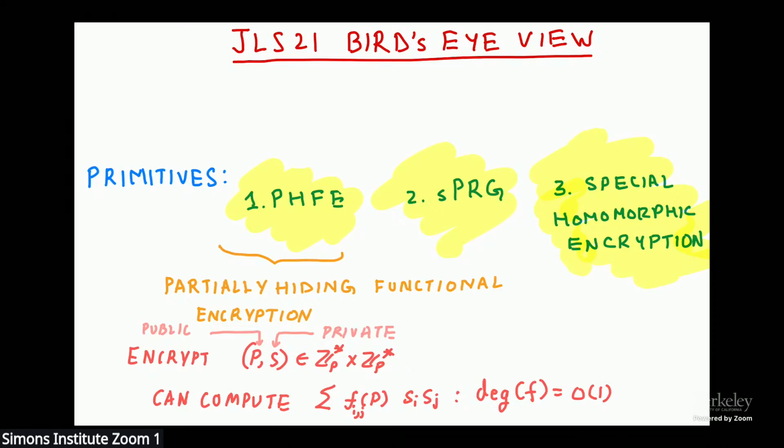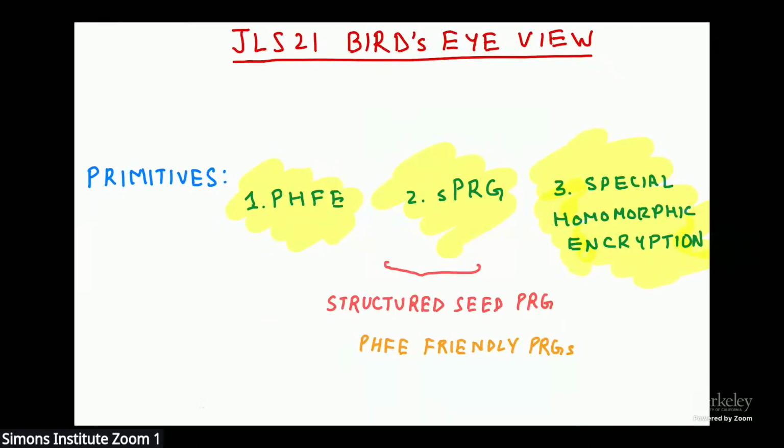In degree 2 polynomial, you can decrypt like FHE. So what you do is you go for a proxy. That's where you have to add a noise. The noise is generated by a degree, like a PHFE-friendly PRG, and that's called a structured seed PRG. Okay, so this is a PRG that you can implement securely using PHFE, and then that's it.